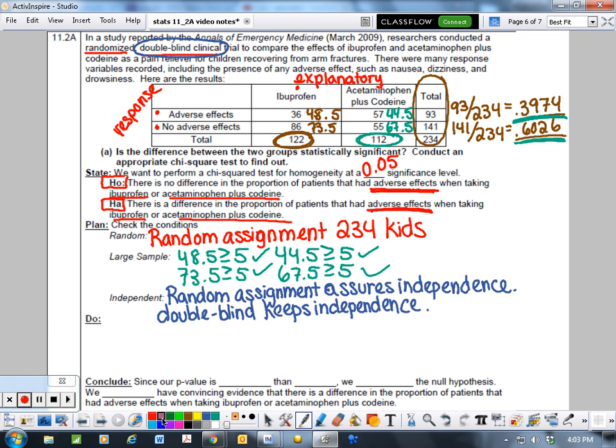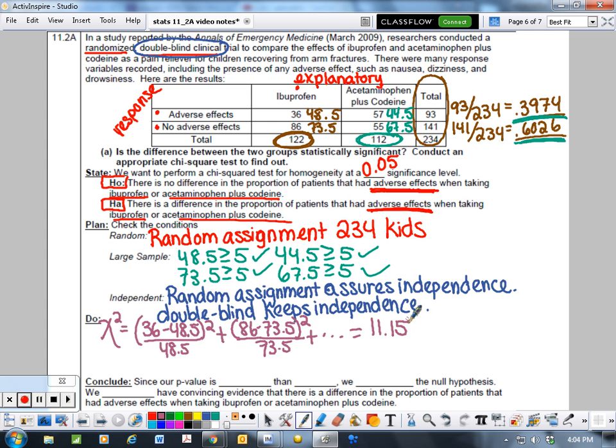And then we're up to our do part. So our chi-squared would be equal to, okay, I'm going to take that 36, subtract the expected 48.5, square it and divide by 48.5. And then I'm going to take the next value, 86, subtract 73.5, square it, and divide by that 73.5. And then I'm going to keep going. I'm going to do the rest on my calculator, because now we get the idea how it's set up. We make sure we're doing that right, and we get a chi-squared value of 11.15.